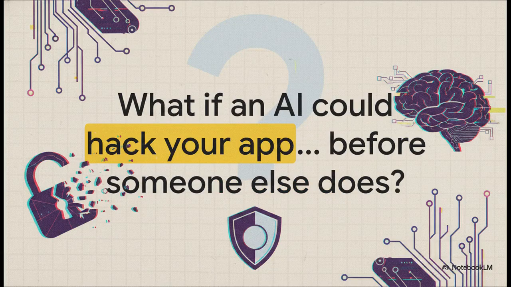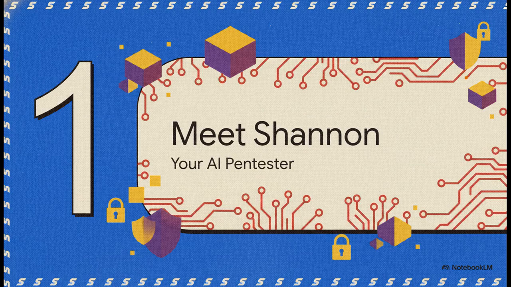So what's the fix? How do you actually close that gap? Well, what if you could just unleash an AI hacker on your own app? Let it find all the holes and help you patch them up before a real attacker ever gets the chance. That is the exact idea behind Shannon. Okay, let's get into what this thing really is.